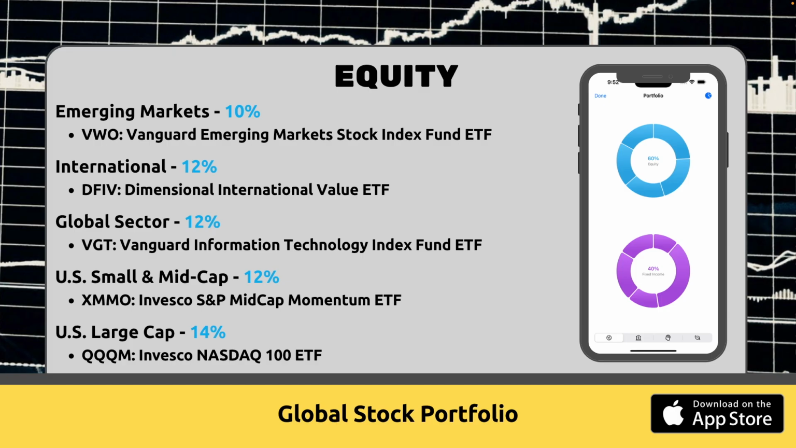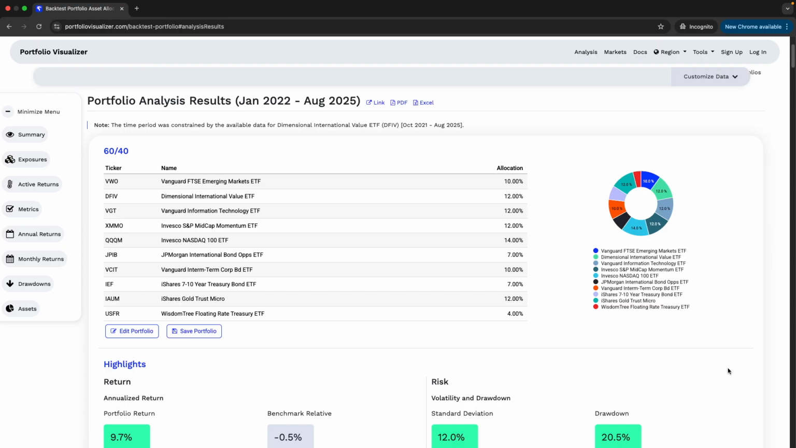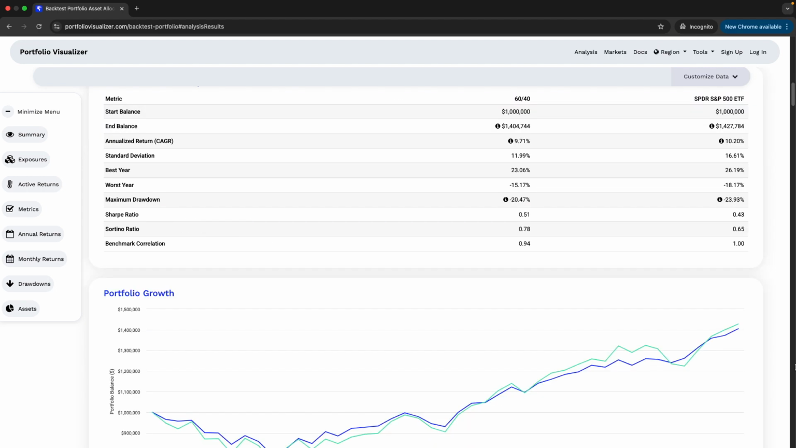So we're going to use Portfolio Visualizer to perform a backtest, and we can see back to January of 2022. This 60-40 portfolio has a compound annual growth rate of 9.71%, which is very close to SPY's performance, which is an all-equity fund. This portfolio has a better Sharpe ratio than the S&P 500.